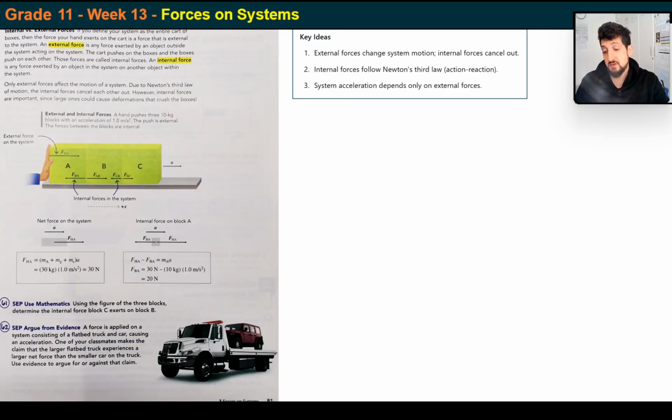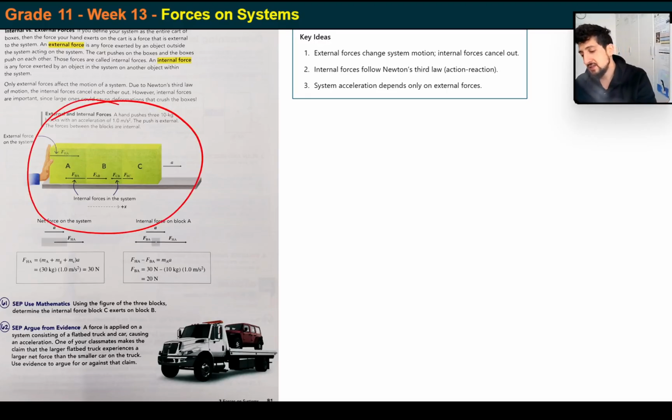Internal and external forces. External forces change system motion. Internal forces cancel out, so they don't really matter. Internal forces don't change the system motion. Internal forces follow Newton's third law, action-reaction. System acceleration depends only on external forces. Okay, so let's see what this means in practical terms.